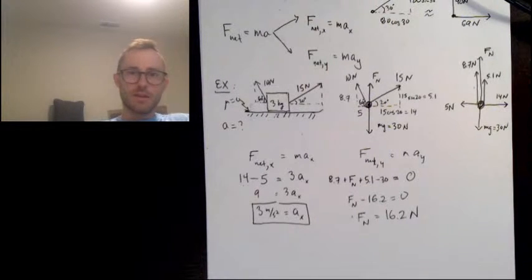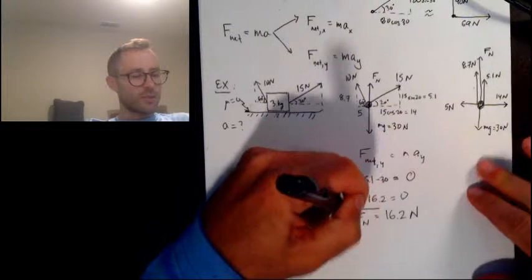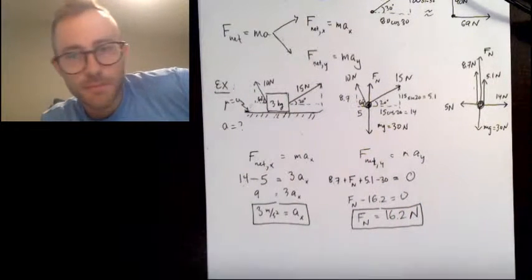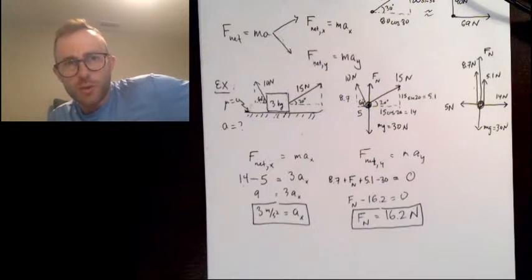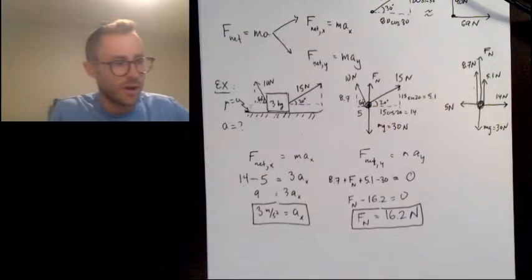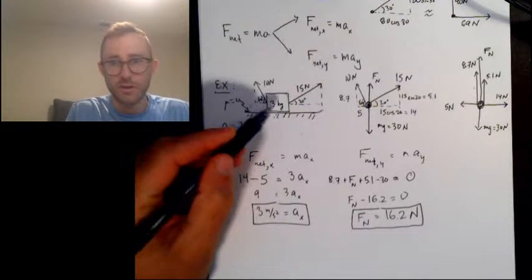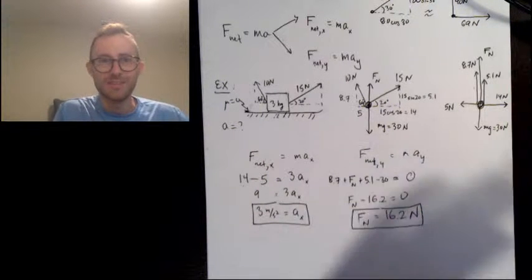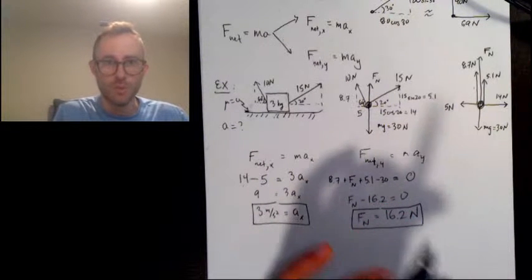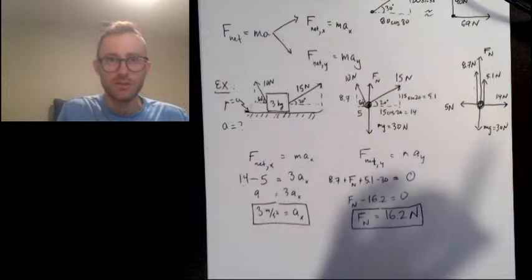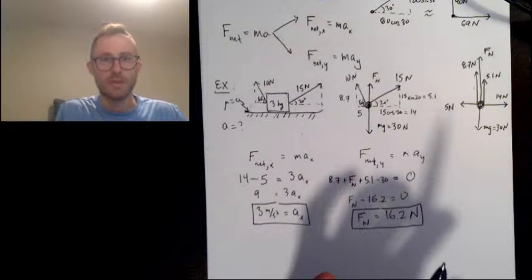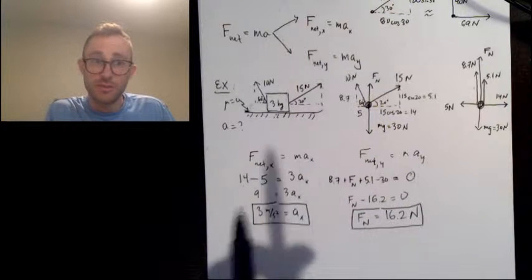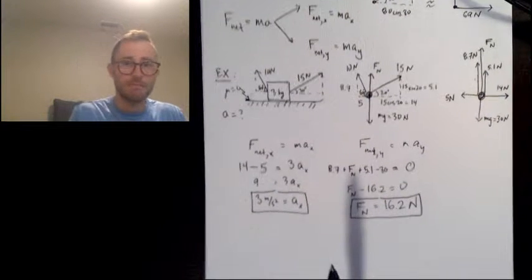Okay? So that's how this works. So oftentimes what happens is if you have an object that is on a floor or is in contact with something, it is constrained to move along that surface. So that means that one of the accelerations is going to be 0.